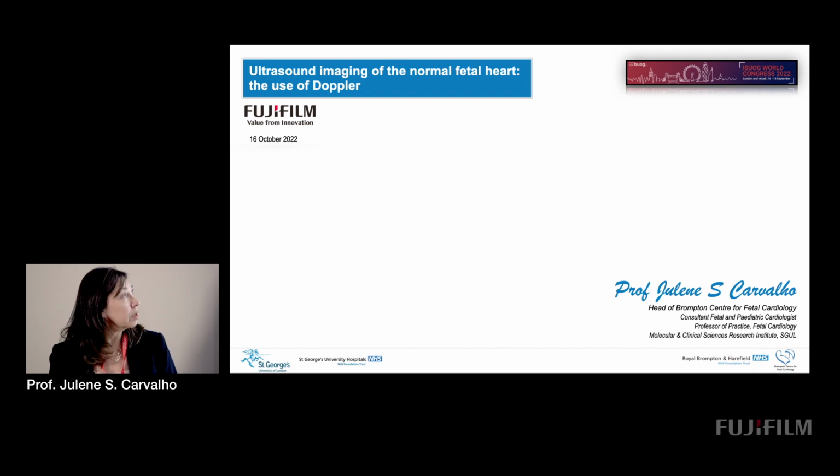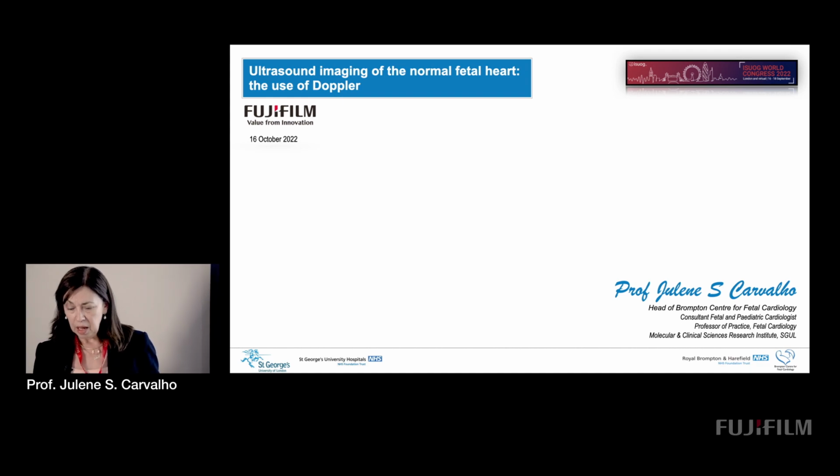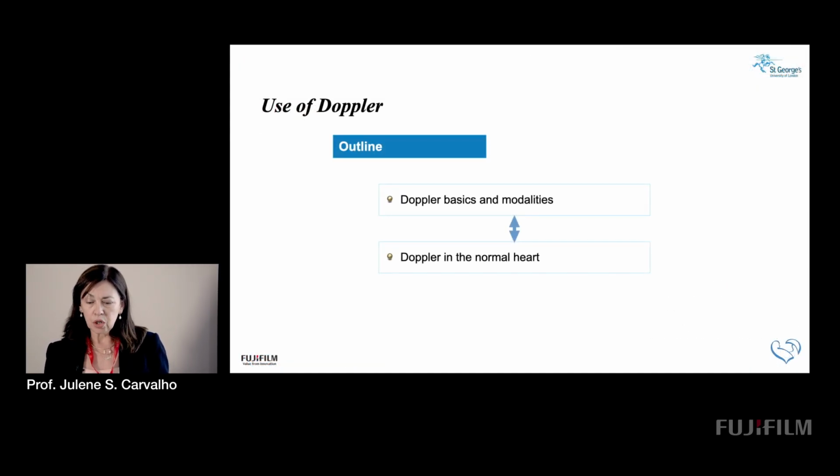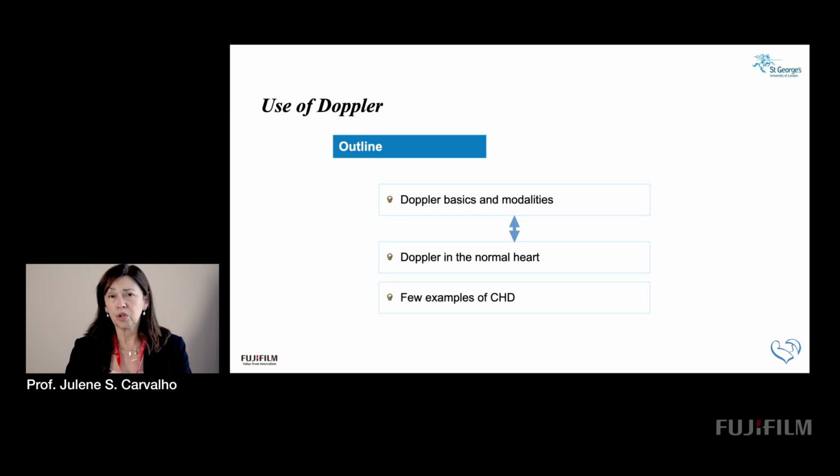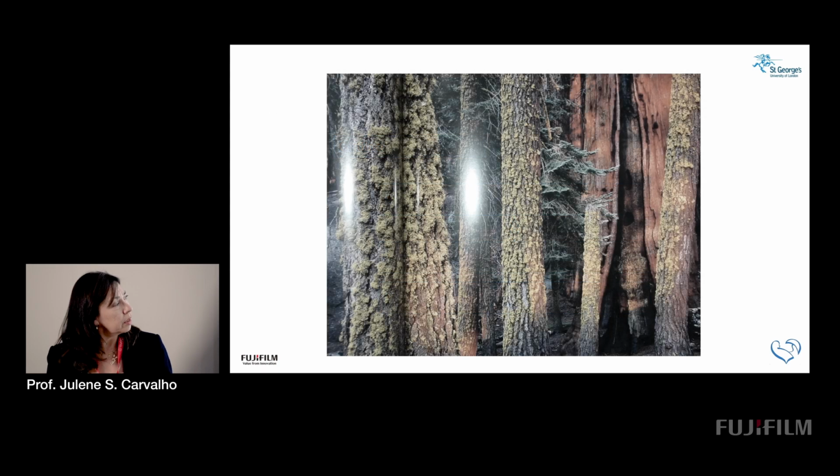So as I said, we're going to talk about the Doppler in normal heart, but I will introduce some abnormalities as well. Initially I'm going to talk about the main Doppler modalities, very basics, and the Doppler in the normal heart as I go through the different modalities. Then I will finish off with a few examples of congenital heart disease, which I think makes it more interesting. Also, I think you've just seen here a transition from black and white image to color.